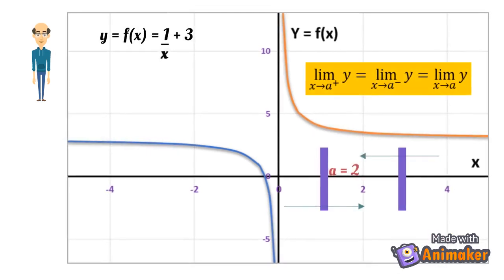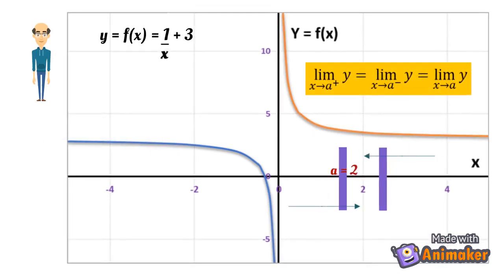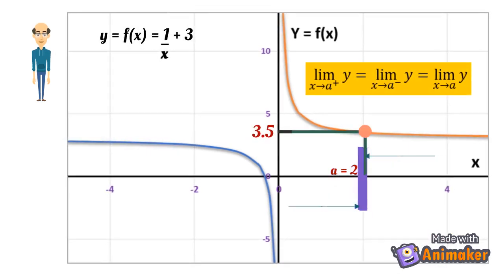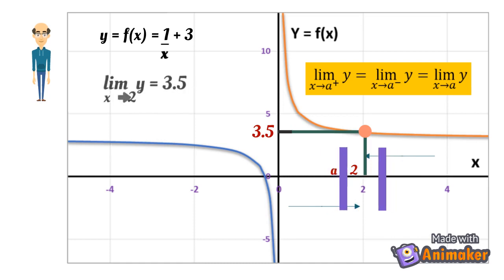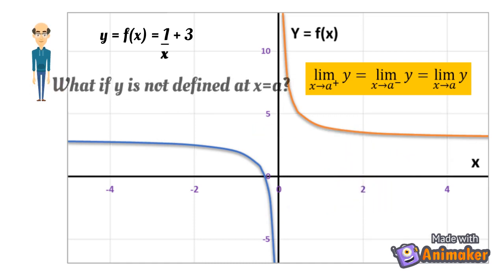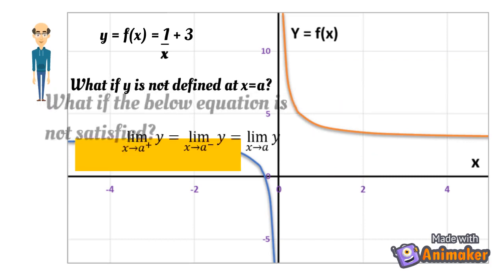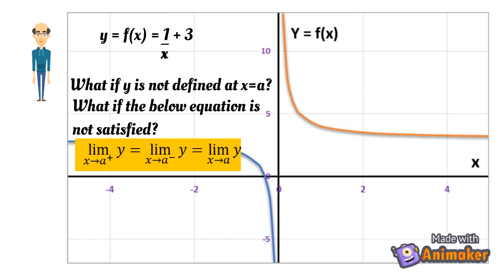For example, if we look at our earlier function, the value of the function approaches 3.5 as x approaches 2 from either side. The limit of the function at x equal to 2 is therefore 3.5. Now, it's possible that y may not actually be defined at x equal to a, like we earlier talked about, or that the value of y at x equal to a is different from the limit of y as x tends to a.